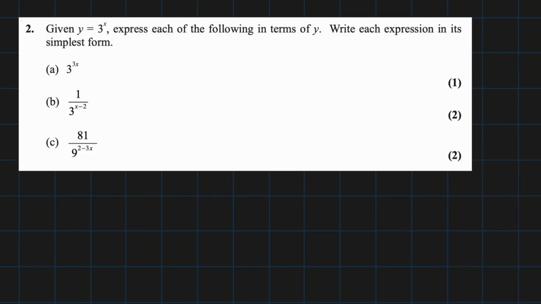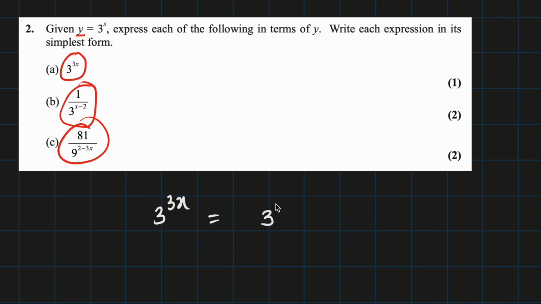Let's look at this question. I need to introduce this y term in each of these terms. So how do I do this? I know 3 to the power 3x can be rewritten as 3 to the power x whole thing to the power 3. Why I rewrote it like this is because I know y is 3 to the power x. So instead of this, I can just write y cube.